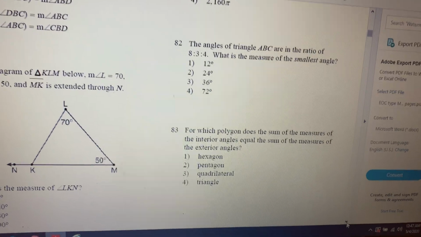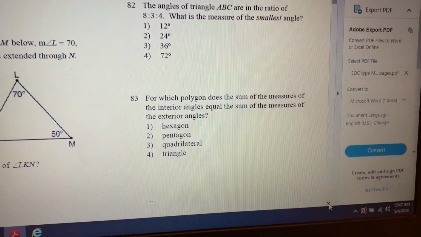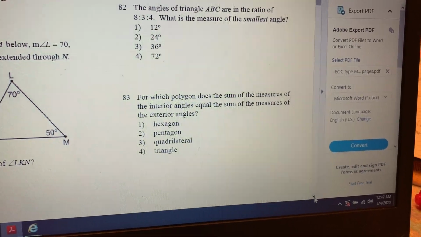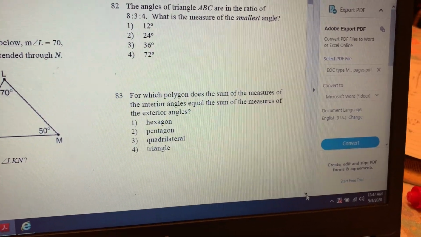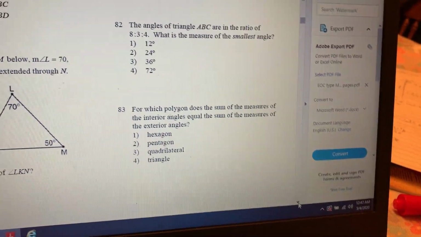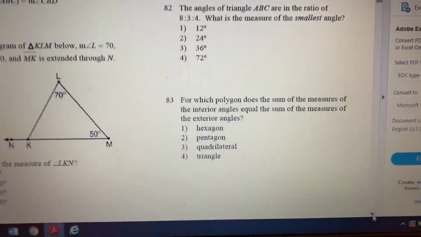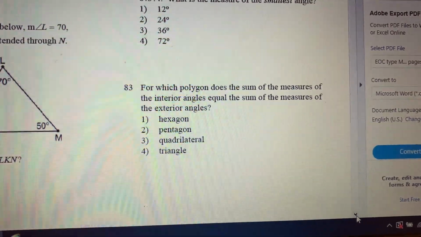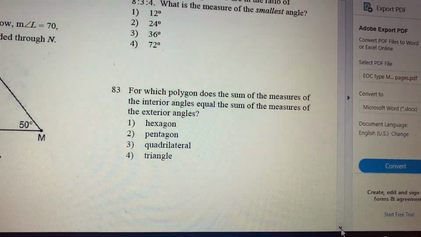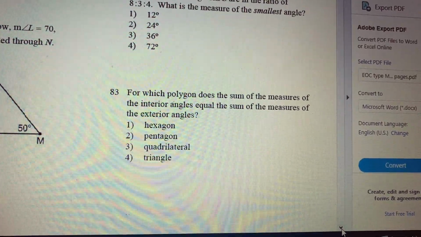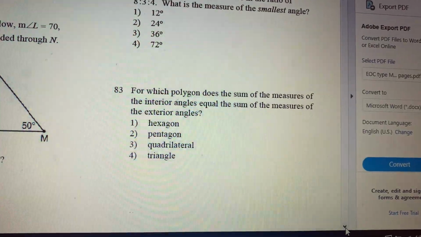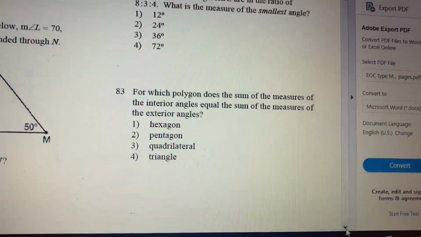All right. 83. For which polygon does the sum of the measures of the interior angles equal the sum of the measures of the exterior angles? All right, this is a very tricky problem, okay? So, again, we didn't talk about anything quite like this in this context, okay?